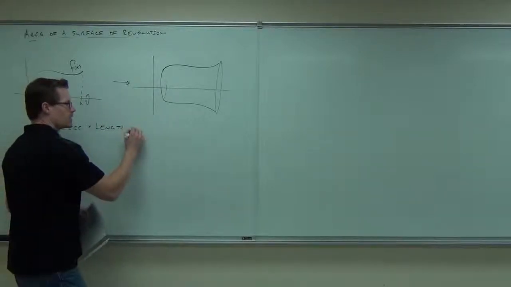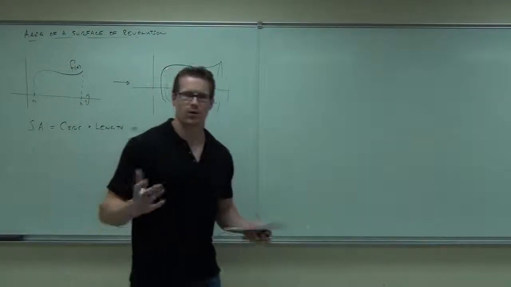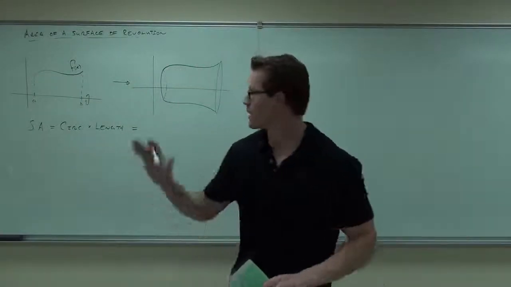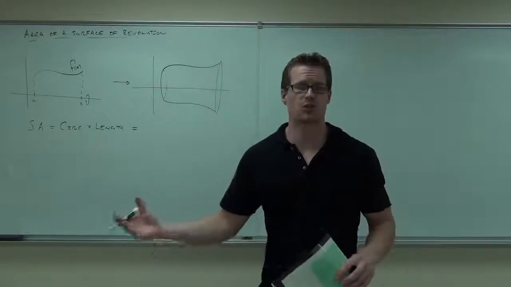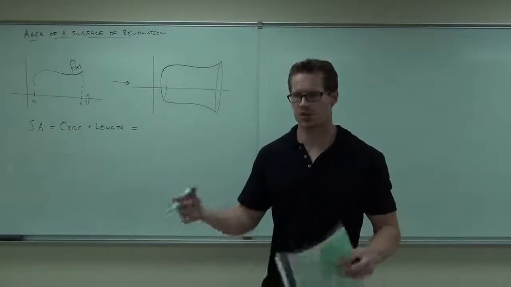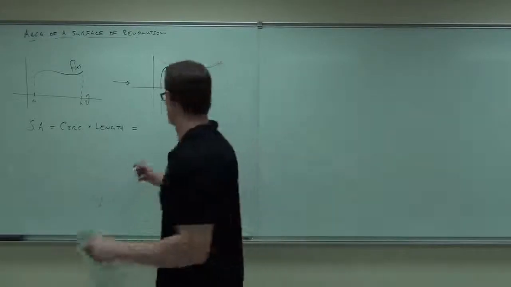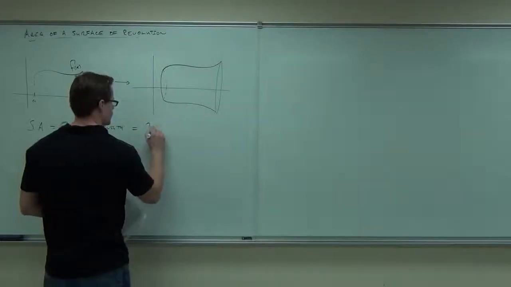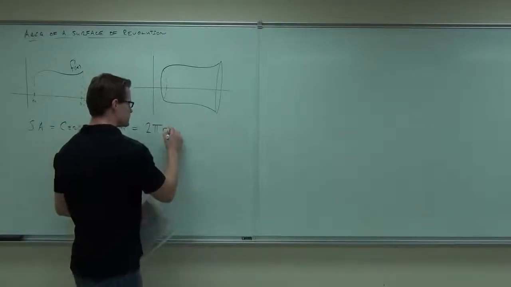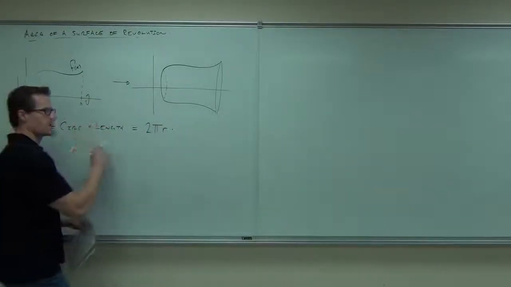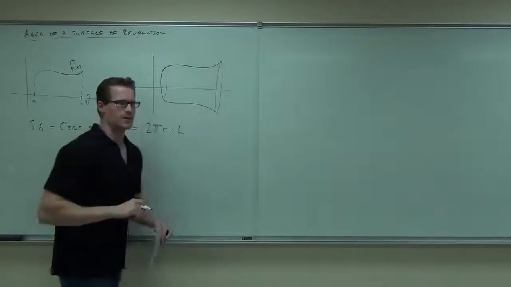Well, if you think about it, what shape are we making here? What's the cross section of any of these cuttings? And when you think about it, you say, well, yeah, of course, it's a circle. What's the circumference of a circle? And we know that is 2 pi r. So we're going to get circumference times length, 2 pi r times whatever the length happens to be.